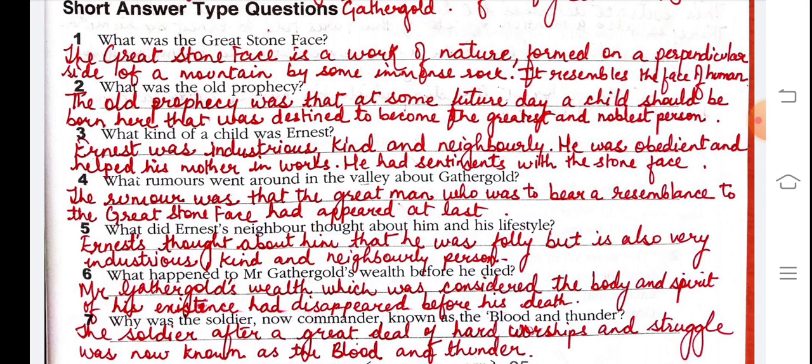Now moving on to question number 2. What was the old prophecy? The old prophecy was that at some future day a child should be born here that was destined to become the greatest and noblest person. Moving on to question number 3. What kind of a child was Ernest? Ernest was industrious, kind and neighborly. He was obedient and helped his mother in works. He had sentiments with the stone face.